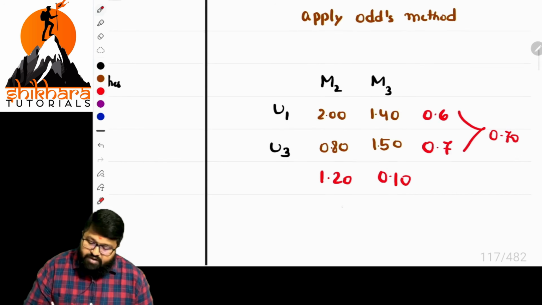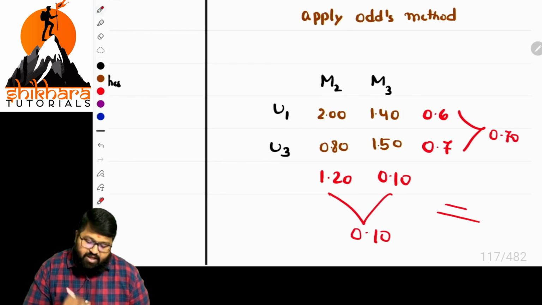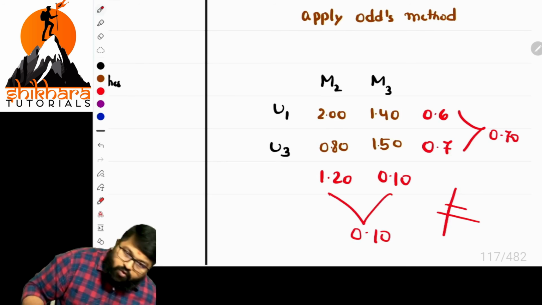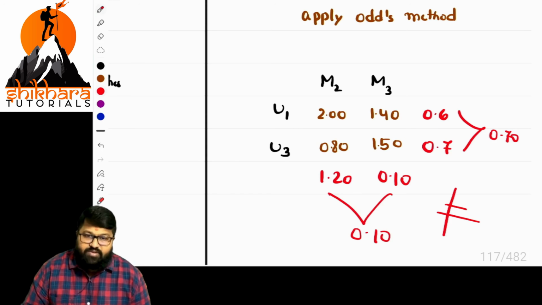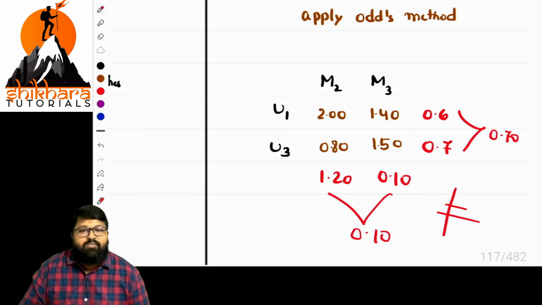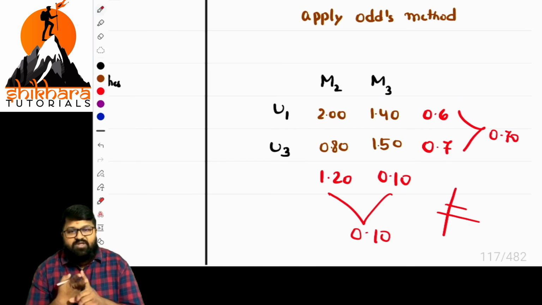0.70. And from these two values, find the minimum value. 0.10. Are they equal? They are not equal. So we are not reaching the saddle point. What should we do, sir? When we are not reaching the saddle point, we have to go with the odds method, basically. Odds method is applied in every problem, basically. That is important.